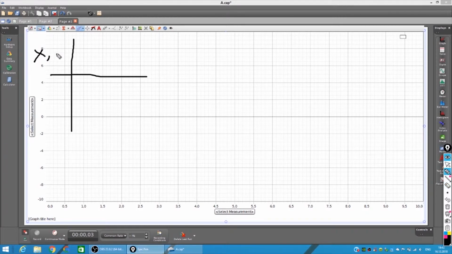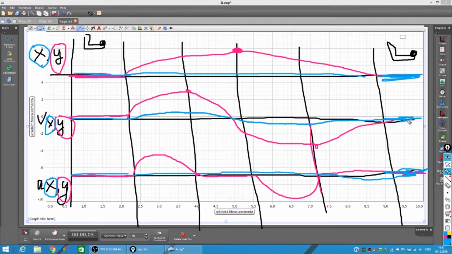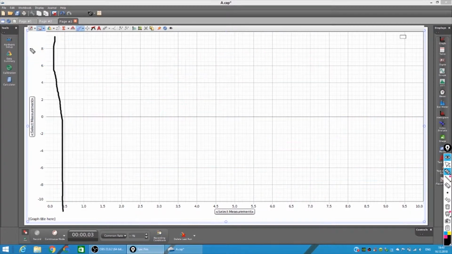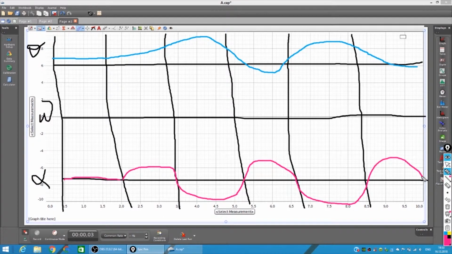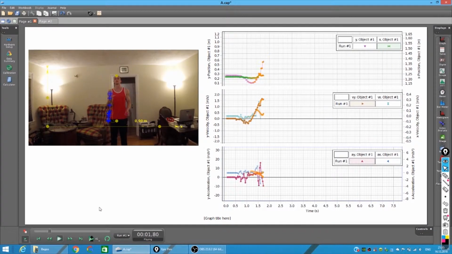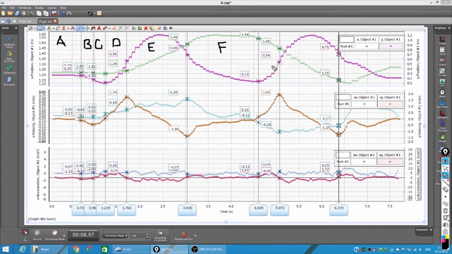For position, velocity, we have x and y, and acceleration, also x and y. These were my predictions for the linear world. I made a mistake here with velocity for x coordinate direction. What do you think, guys? Do you know how it should be? And also predictions for angular world. That's how my graph looked like. And these are the segments. You can pause at any time if you want.